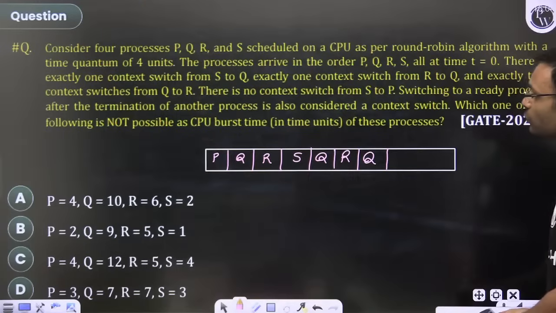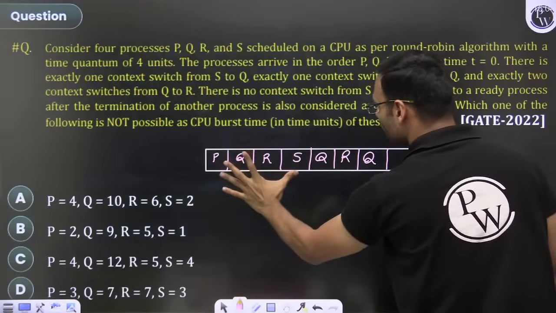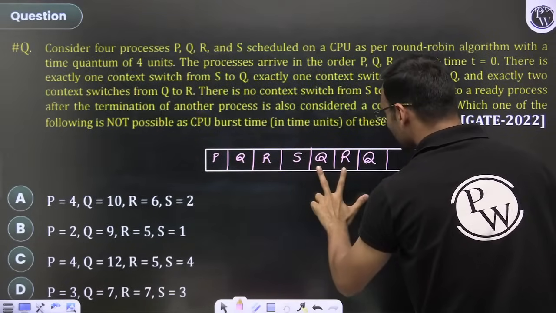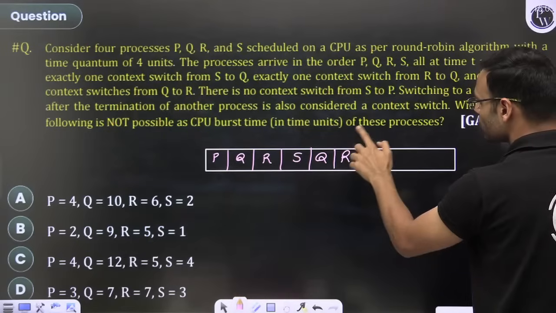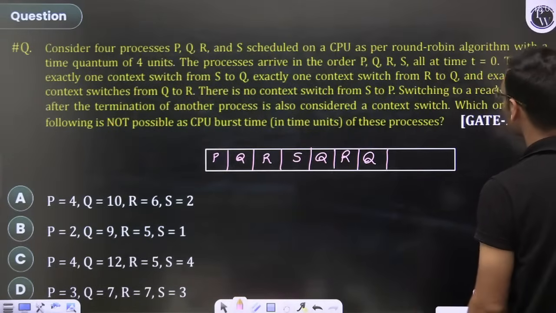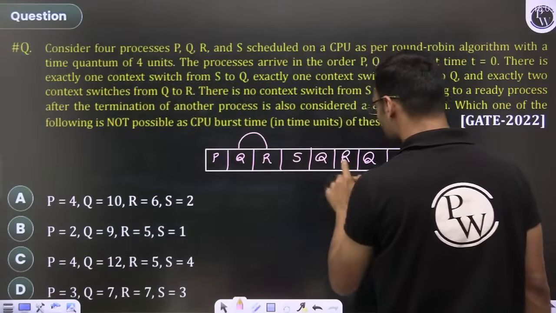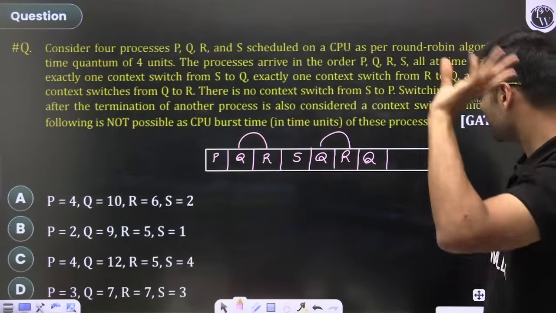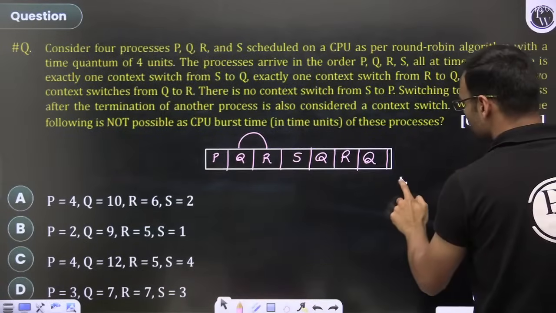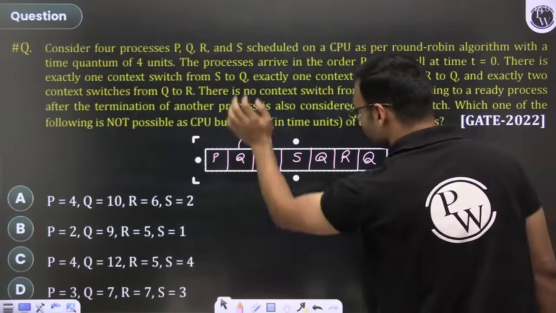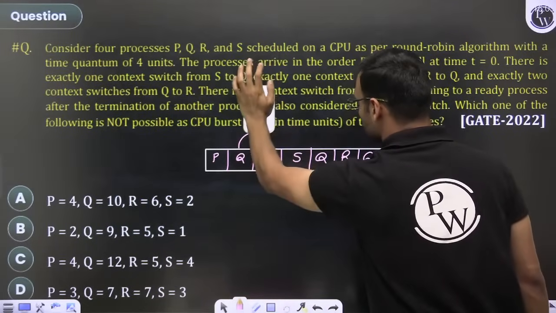How is it possible R to Q? I'll have to run Q again. So P and S one time done, QR second time running and Q third time running, so that I can have a context switch from R to Q. Exactly two context switches from Q to R: Q to R1, Q to R2, exactly two context switches, not more than that. So after Q, that's it. My execution is over. This is my Gantt chart.